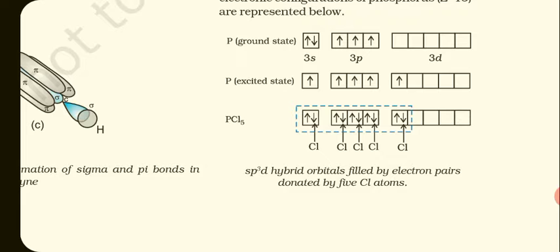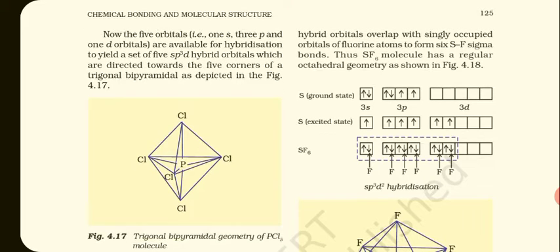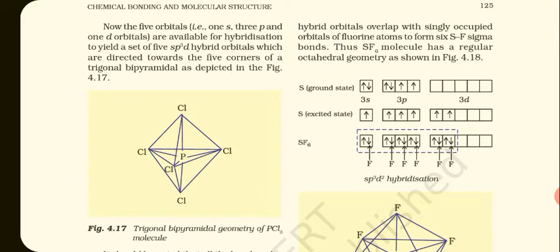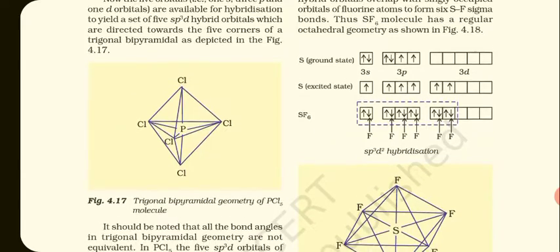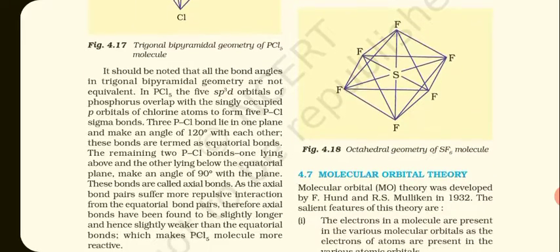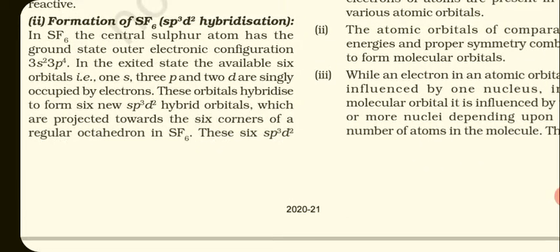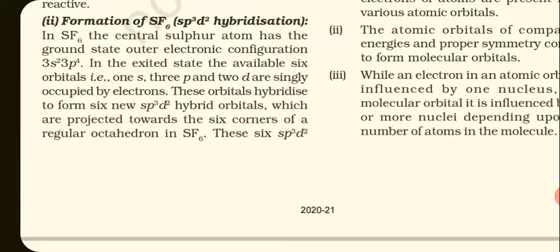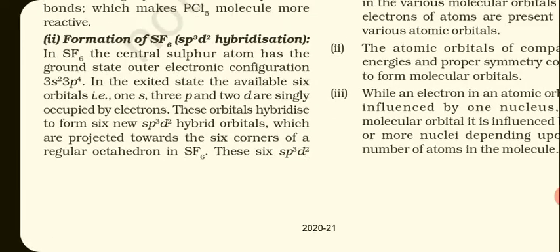So the sp3d hybrid orbitals are filled by electron pairs donated by 5 chlorine atoms. The geometry of the PCl5 molecule is trigonal bipyramidal, as you can see in figure 4.17. Formation of SF6, sulfur hexafluoride. In this, sp3d2 hybridization takes place.